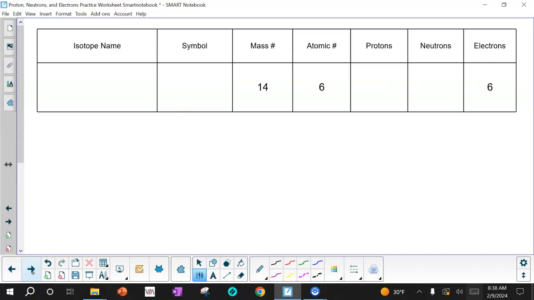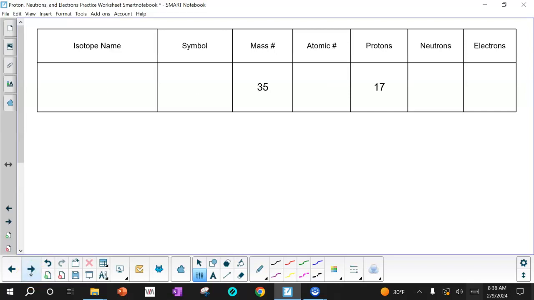Next, atomic number 6, 6 protons. What number plus 6 is 14? 8. So this is actually another isotope of carbon. This one has a mass of 14, however. So this is carbon-14. So those two are isotopes, atoms of the same element with the same atomic number, same protons, but different neutrons.